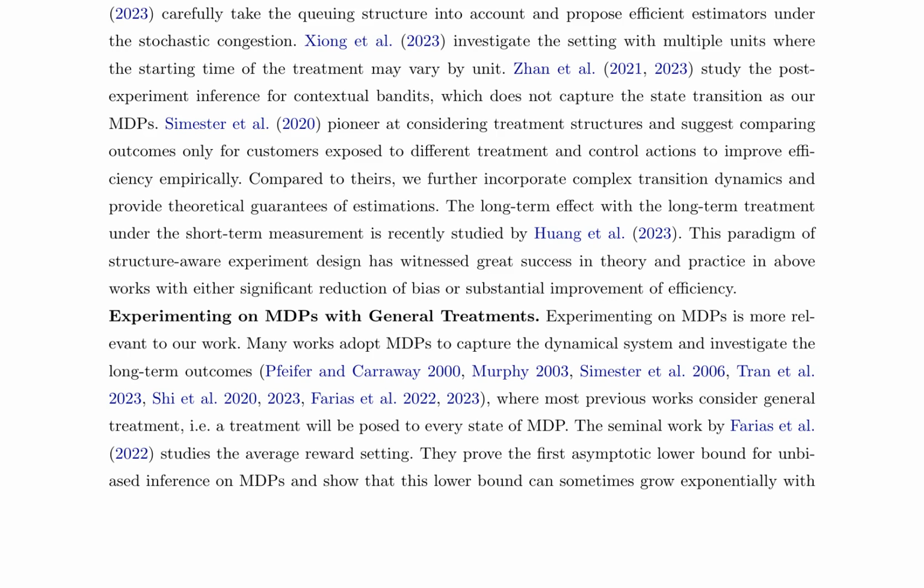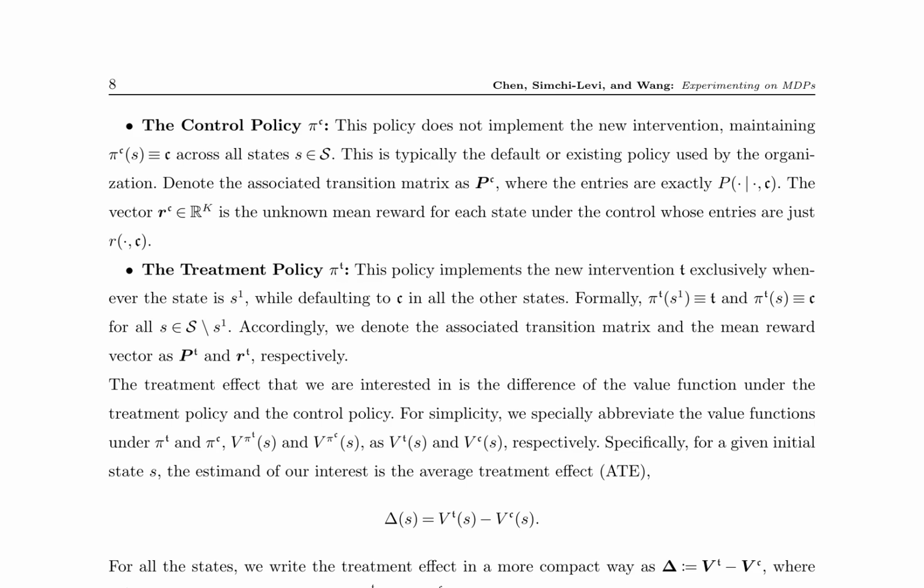The paper focuses on the single-state treatment, SST, policy, where a new intervention is applied exclusively in a predetermined, crucial, state. The authors define the treatment policy Pi-T and the control policy Pi-C, and introduce the discounted state visitation measure, which quantifies the likelihood of visiting state s' starting from state s, under policy Pi.